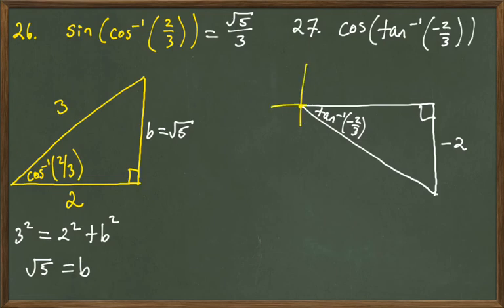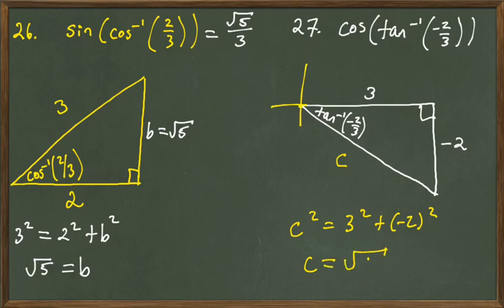Okay. And then the adjacent is 3. We'll do the same thing. We'll find the missing side, the hypotenuse in this case, with the Pythagorean theorem. That's going to be the square root of 13. And cosine of this angle is going to be the adjacent over the hypotenuse. The adjacent side is 3, hypotenuse is root 13. If you want to rationalize it, that's going to be 3 root 13 over 13.